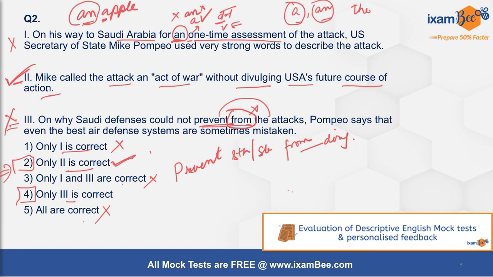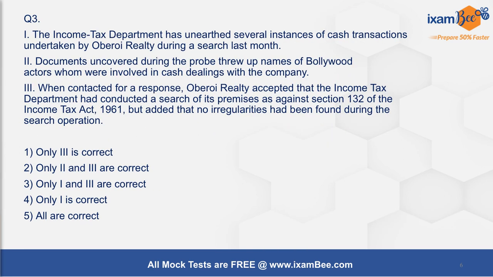Next question. Here the first sentence is: The income tax department has unearthed several instances of cash transactions undertaken by Oberoi Realty during a search last month. So I can see that the subject is singular. Here it is "has", the verb third form. So it seems correct to me. Let us quickly go through the second sentence. Documents uncovered during the probe threw up names of Bollywood actors whom were involved in cash dealings with the company.